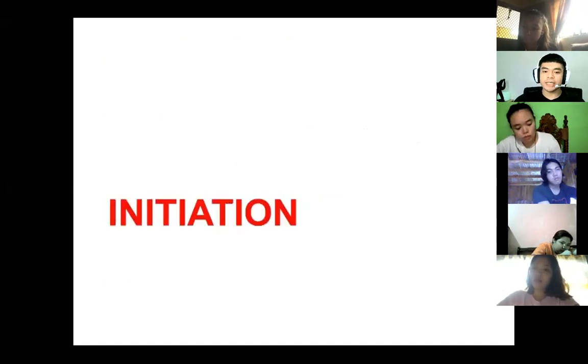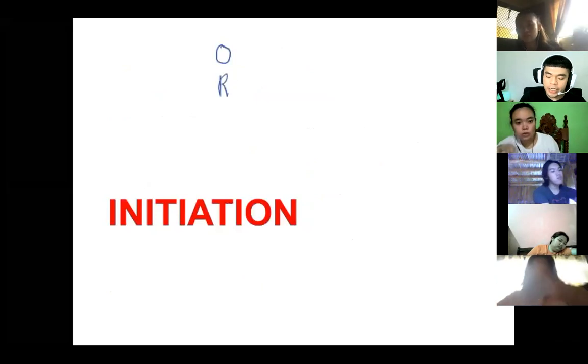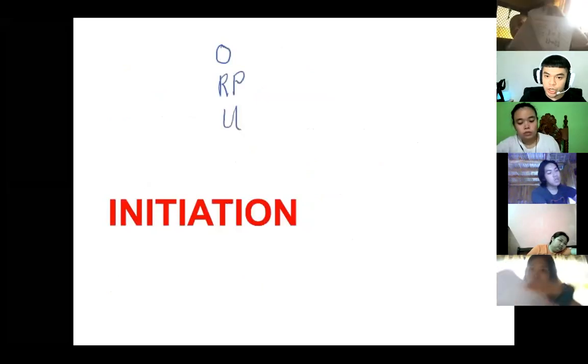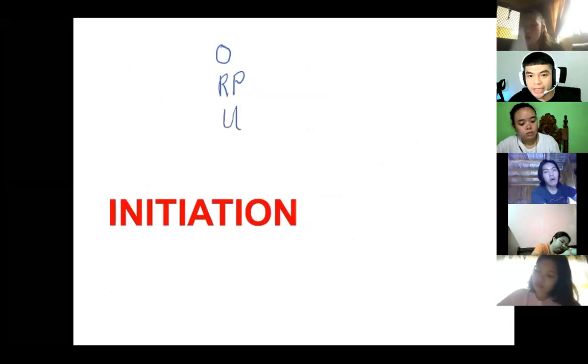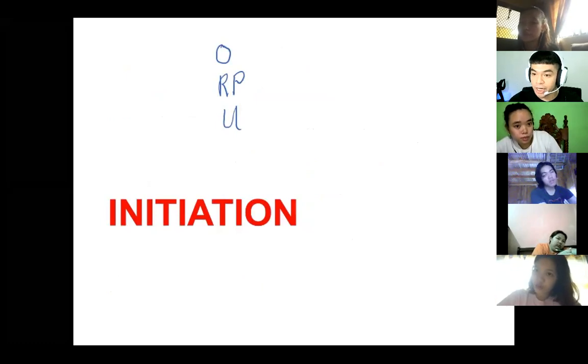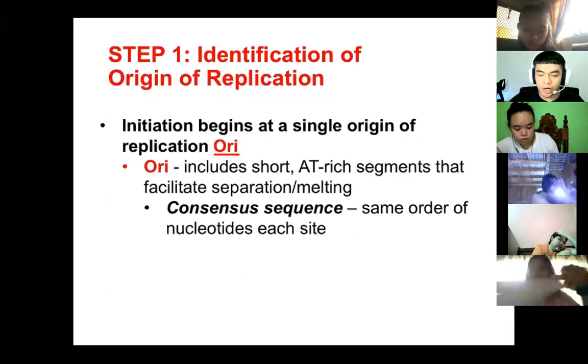So let's start with initiation. Let's recap initiation. So letter O means ORI. Are you following me? O means ORI. R, we have replication fork or primer. And lastly, we have unwinding or unzipping. So we will give emphasis to these steps, starting off with ORI.